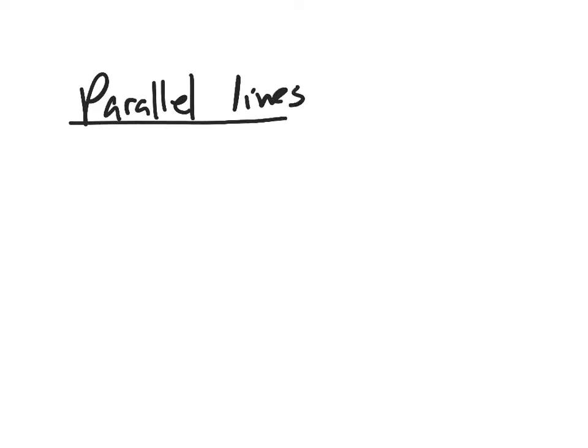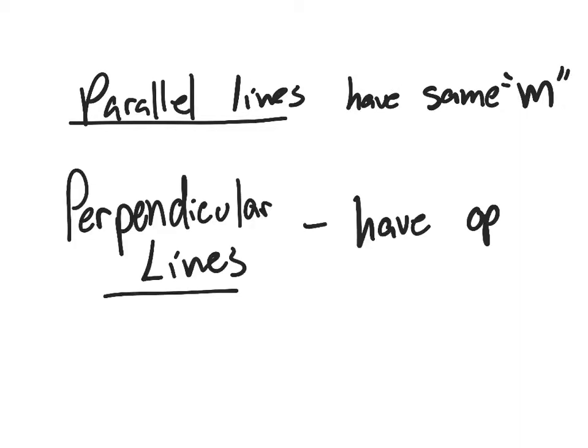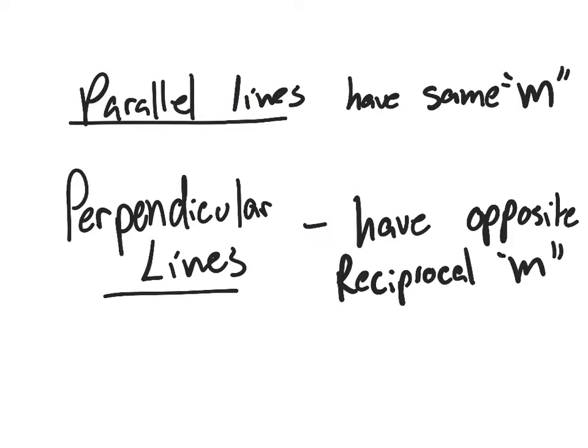So I need you guys to take that little sheet of paper and write this down. I want you guys to write parallel on the back if you want. Parallel lines have same slope, have same m value. Okay? Perpendicular lines have opposite reciprocal m values.